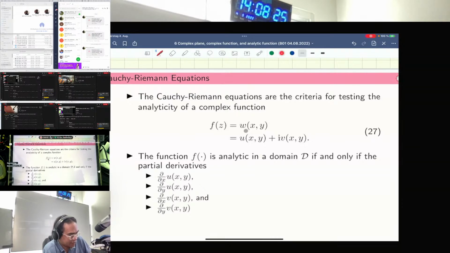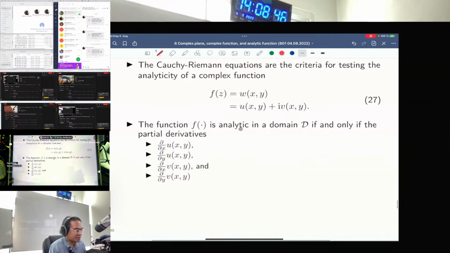Okay, the Cauchy-Riemann equations are the criteria for testing the analyticity of a complex function. For example, f of z is equal to w of x comma y, and w of x comma y is a function that depends on x and y, and w can be decomposed into u and v. Okay, this is the real part, and here is the imaginary part.